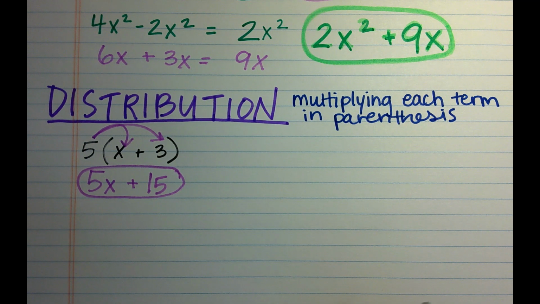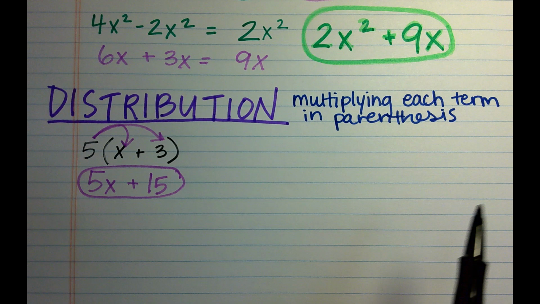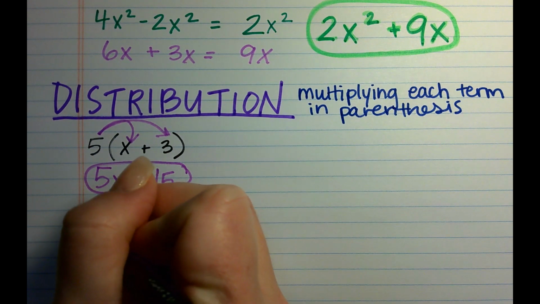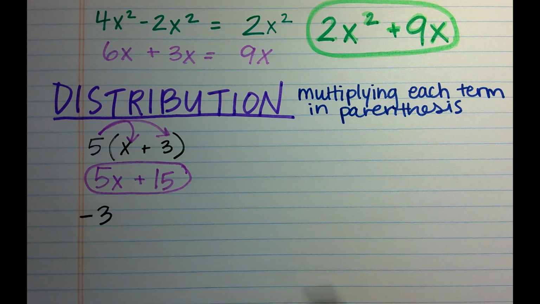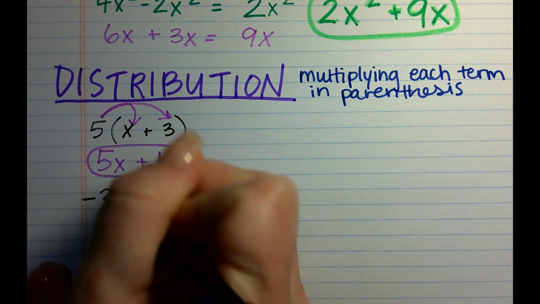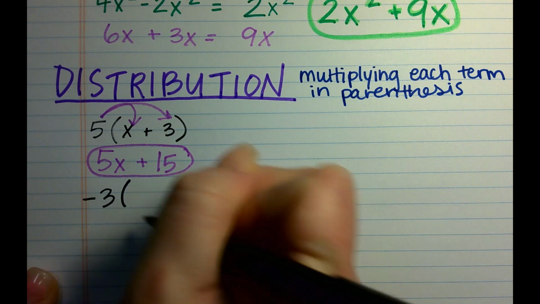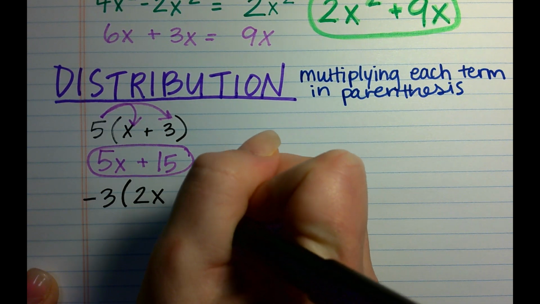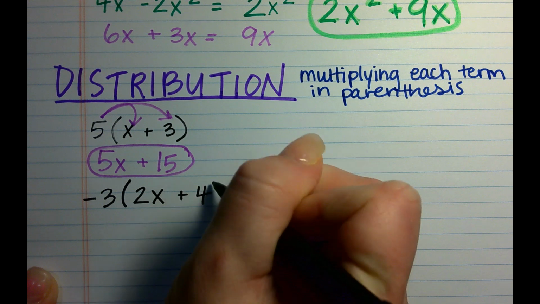Okay, now let me give you a tricky distribution problem. How about, this is where everybody starts having a panic attack when I start giving you negative numbers. So how about negative 3 times 2x plus 4?